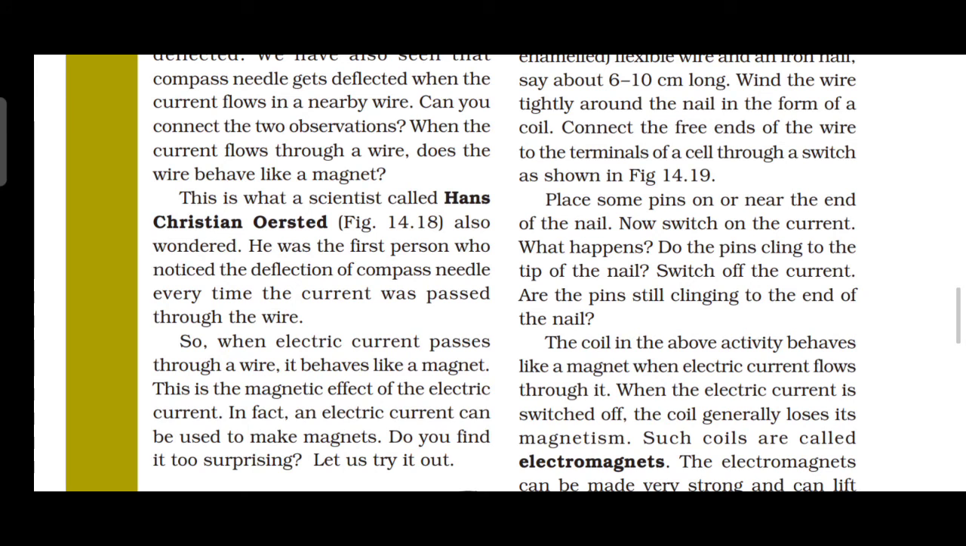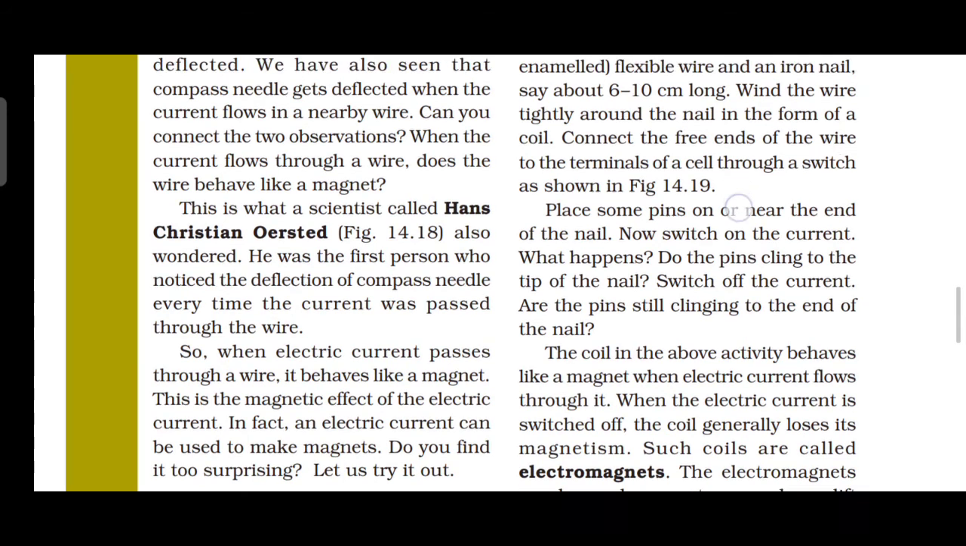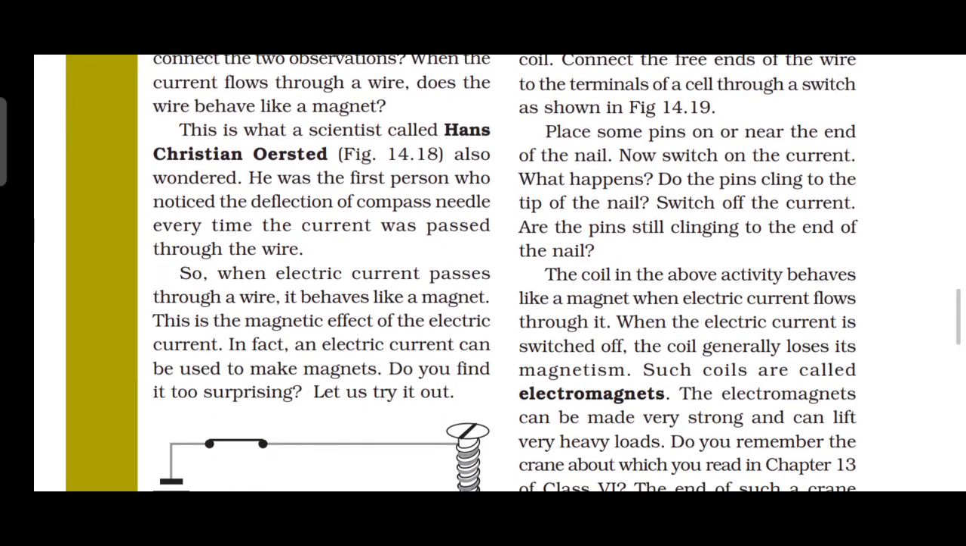Then about electromagnet. The coil we used in the magnet, here in an activity. Okay. First we want to take what? A 75 centimeter long piece of insulated flexible wire. We want to take 75 centimeter long flexible wire and an iron nail. Okay. See the picture.